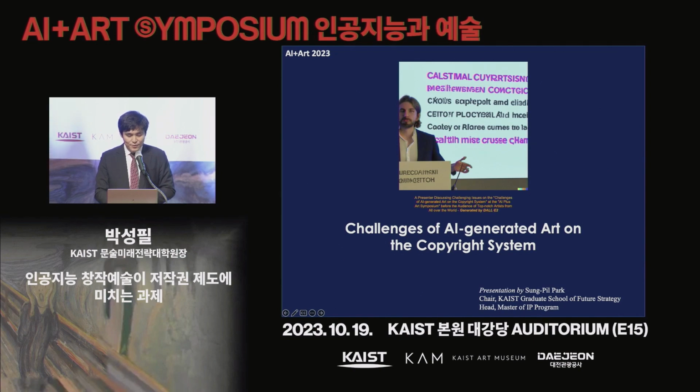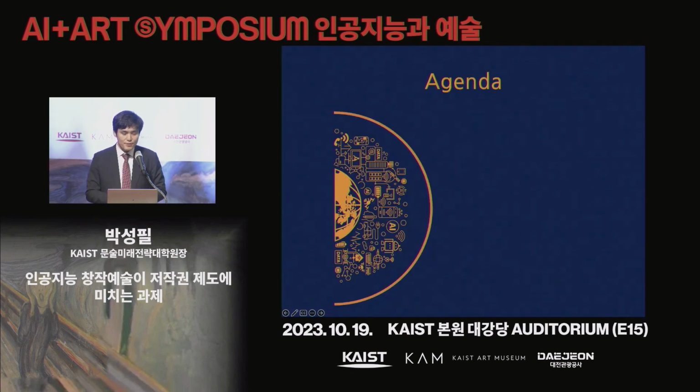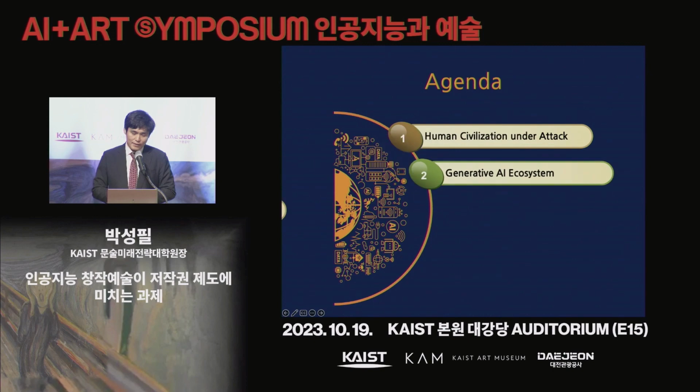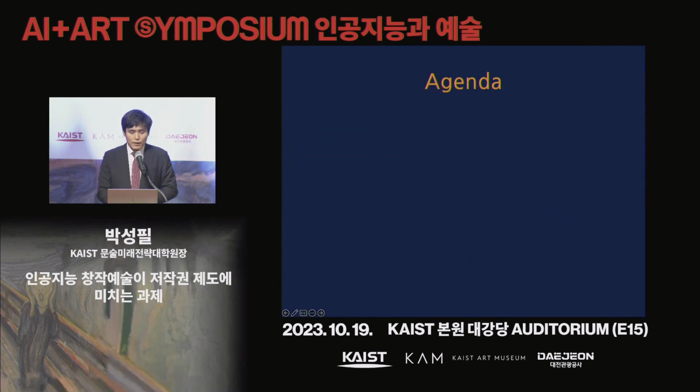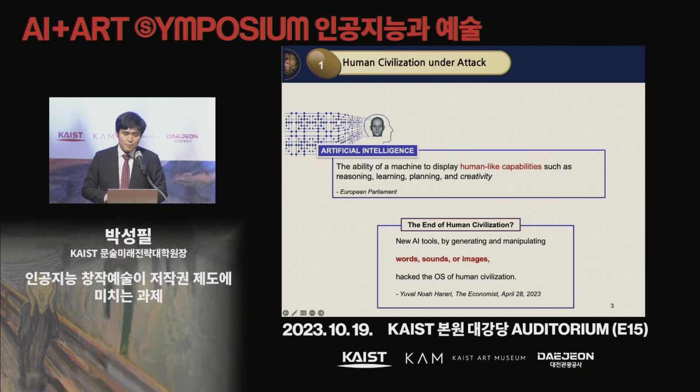Okay, so today's agenda will be like this, and I'll present in the following order. My perspective in today's presentation is legal. So let's look at the legal definition of artificial intelligence first. This is what the European Parliament says: artificial intelligence is a machine's ability, including reasoning, learning, planning, and creating.